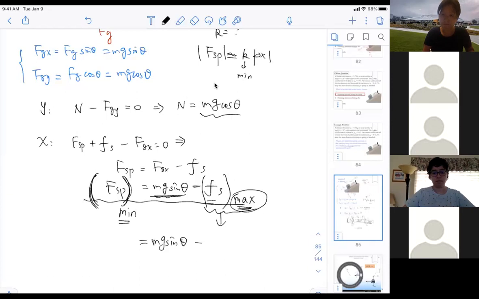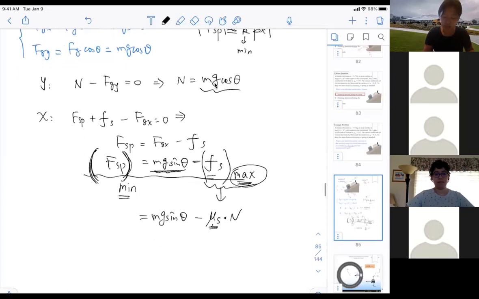The frictional coefficient for static friction times the normal force. Yes, very good. Mu sub s times normal force. Then this is really just the feature of your surface, whatever surface you're dealing with. So there you go. We have found our minimum spring force, and we know all of these quantities.